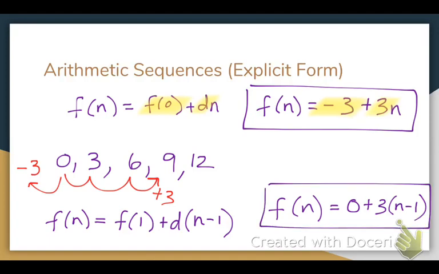So those are the two options for how you could write an arithmetic sequence. You do not have to write both. So if it just asks you to write the arithmetic sequence in explicit form, you can choose one or the other. You do not have to choose both.